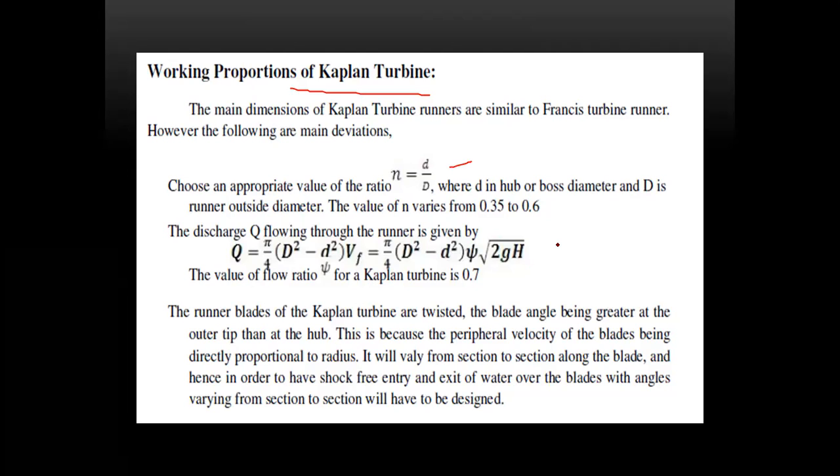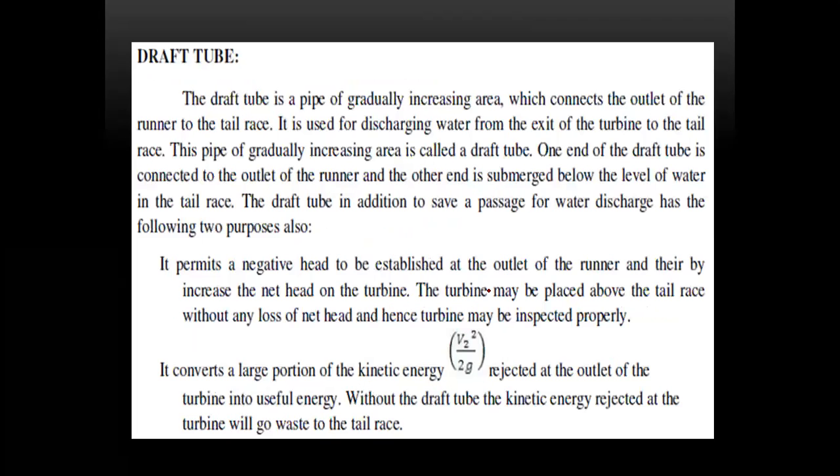So these are some of the formulas related to the Kaplan turbine. Now the next concept to be discussed is the draft tube. Draft means the taper. The draft tube is a pipe of gradually increasing area which connects the outlet of the runner to the tail race. It is used for discharging water from the exit of the turbine.